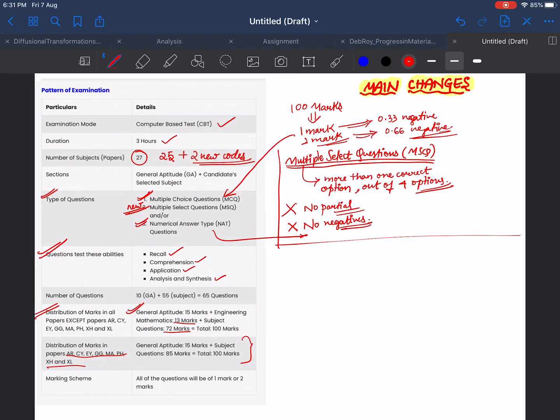So basically these are the major changes. Number one, MSQs are coming in, where you have more than one correct option. And number two, these MSQs will have no partial marking and no negative marking. This is an important change that you have to remember. Now if you remember, I said the syllabus is revised.